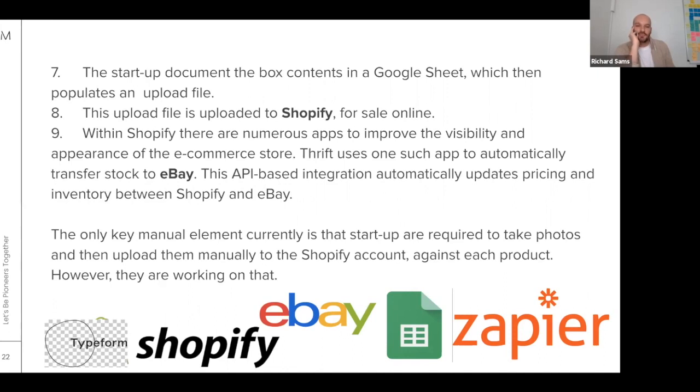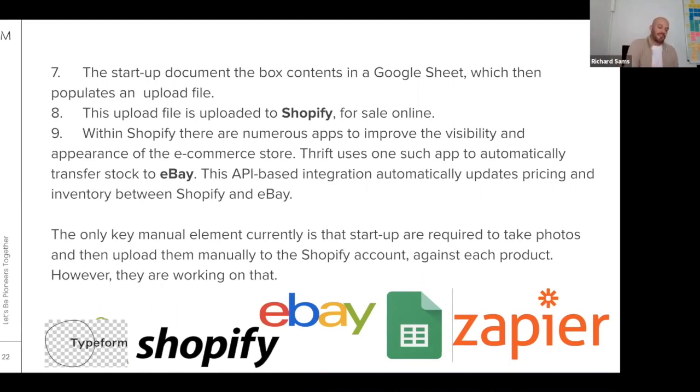Within Shopify, there are numerous apps to improve the visibility and appearance of the e-commerce store. Thrift, there's the clue of who it is at the end, uses one such app to automatically transfer stock to eBay. This is an API integration that automatically updates pricing and inventory between eBay and Shopify. So the only key manual element currently in this startup is the requirement to move through the Trello board, book the courier, and take photos when they've uploaded them.